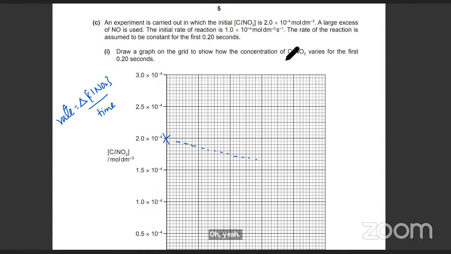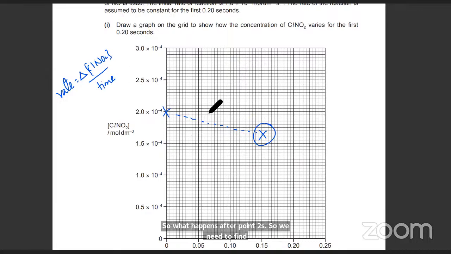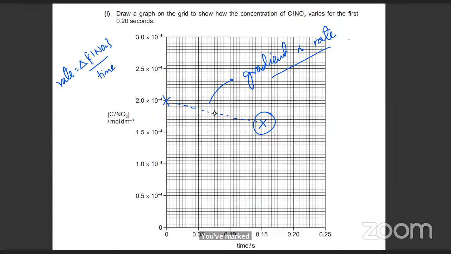So draw a graph on the grid to show how the concentration of ClNO2 varies for the first 0.2 seconds. We know the first point. What happens after 0.2 seconds? So we need to find this point, whatever that point is. So the gradient is your rate, right? So how do you calculate rate? How do you calculate the gradient? It's at 0.2, right? You've marked it at 0.15. Okay, quickly do 0.2. It's probably going to be at 0.2 somewhere, right?